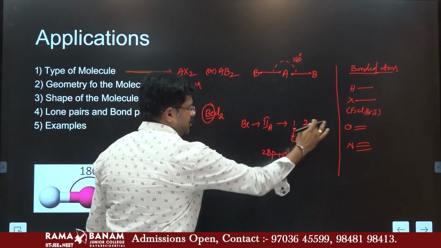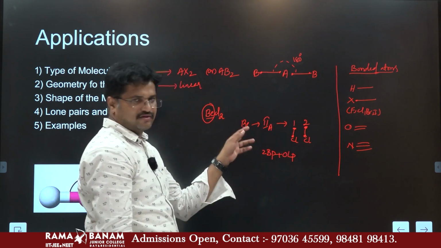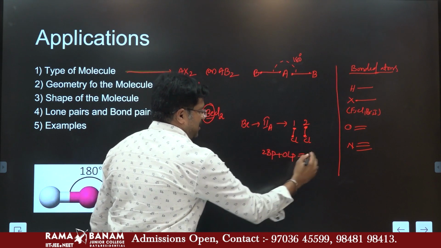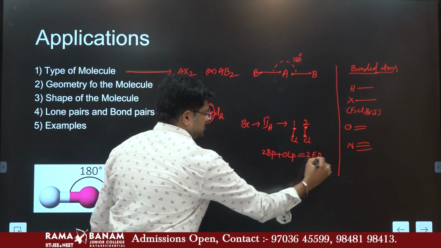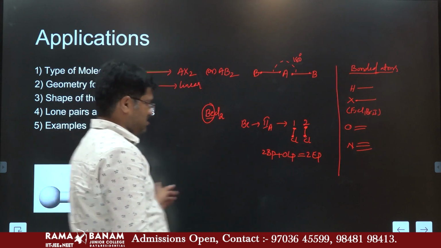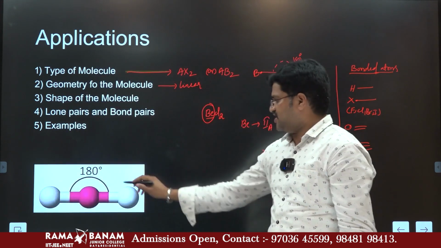There are no electrons remaining on the beryllium atom, so there are no lone pairs. So totally how many electron pairs? 2 electron pairs: 2 bond pairs, 0 lone pairs. The expected geometry is linear. So beryllium chloride is linear geometry.